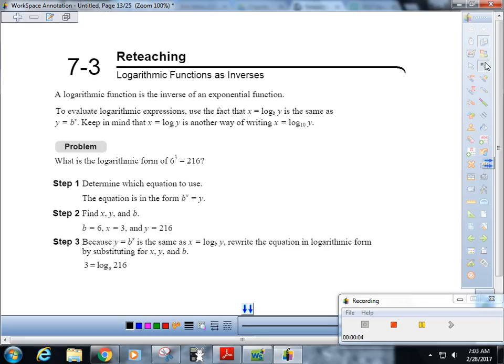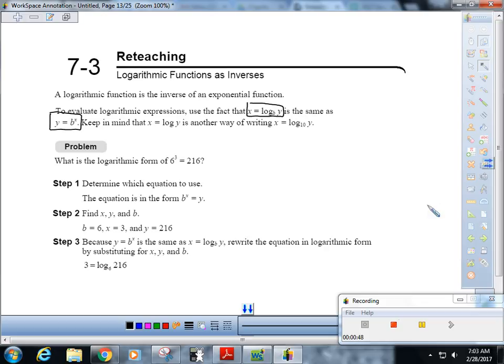Notice what I have here is actually the most important part of the video, and that is how to read this help that we're giving you on this worksheet. This is the key right here. If you have x is equal to the log base b of y, that is the same equation as y is equal to b to the x power. Now, you might be asking yourself, what in the world does this mean?